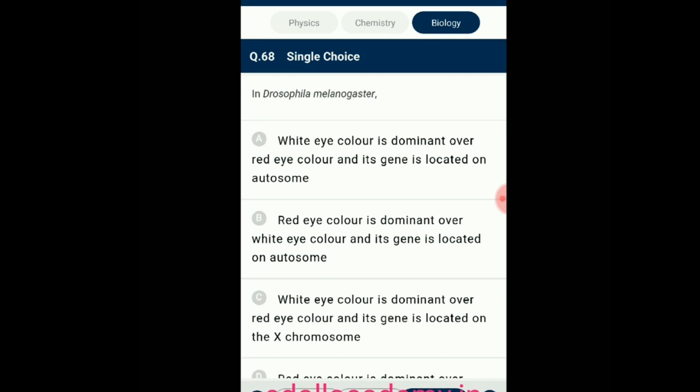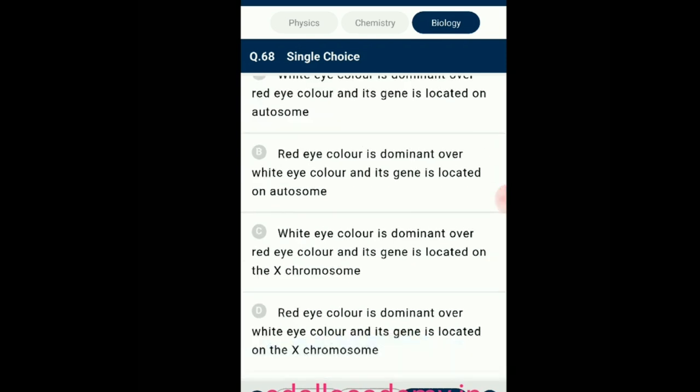Question number 68. In Drosophila melanogaster, the genes for eye color as well as body color are located on the X chromosome. Red eye color is dominant, whereas white eye color is recessive. Brown body color is dominant, whereas yellow body color is recessive. These two genes were used by Morgan to study linkage. So the answer for this question is option D. Red eye color is dominant over white eye color and its gene is located on the X chromosome.